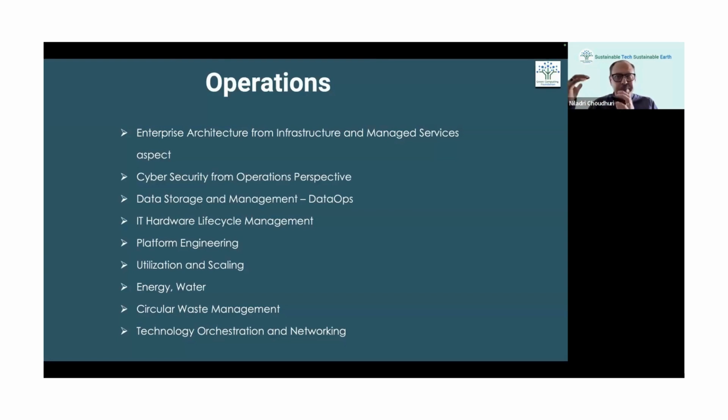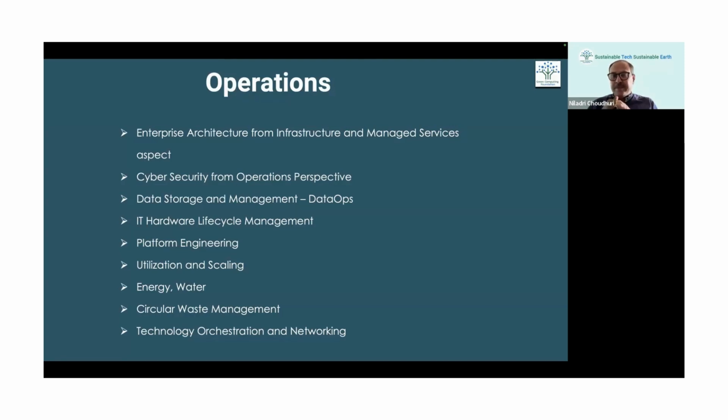Data storage and management is a big area because today data is not stored in offline mode. So we have to start thinking about how to have a balanced mix of offline and online mode, and what we have online is only what is necessary. IT hardware lifecycle management, platform engineering, which is important. For example, if you have too many CI/CD pipelines, each pipeline is consuming energy, each pipeline is producing carbon footprint. So if we can reduce them, which platform engineering can help, we can practice sustainability in IT.